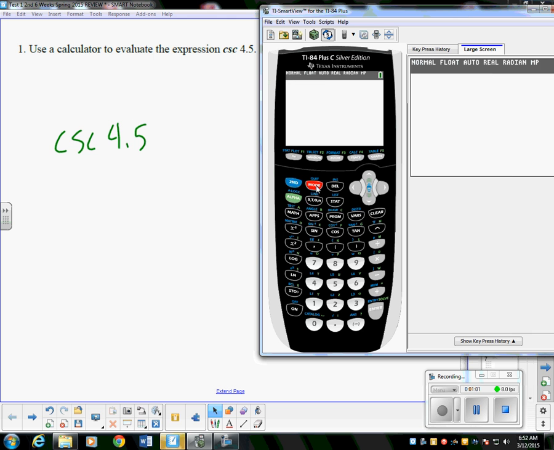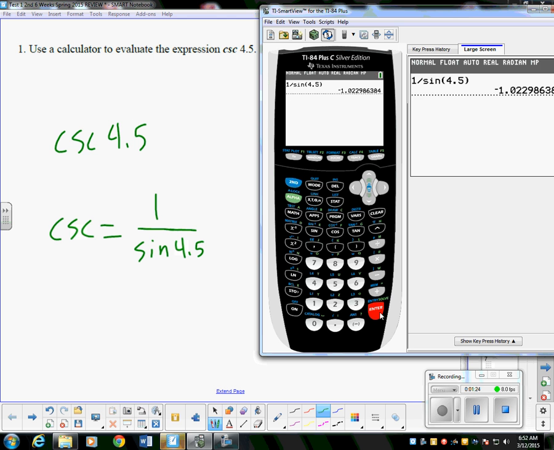So now that I'm in radian mode, all I've got to do is find the cosecant. Well, if you'll remember, the cosecant is nothing more than 1 divided by the sine of our angle. So if I simply do 1 divided by the sine of 4.5, there's my answer right there. It says to round to 3 decimal places. So that is negative 1.023.